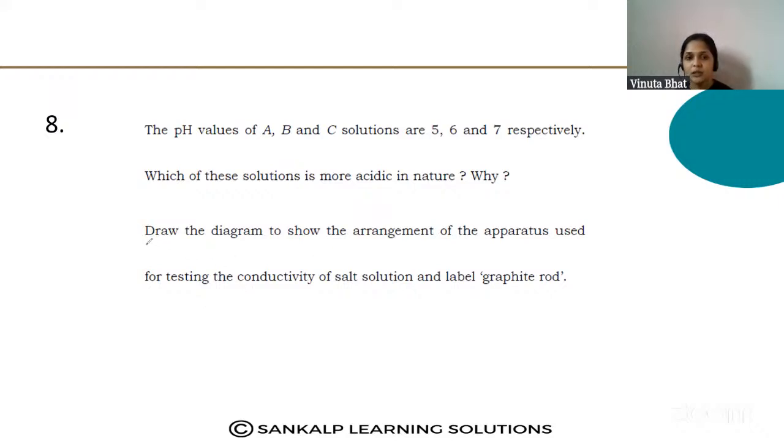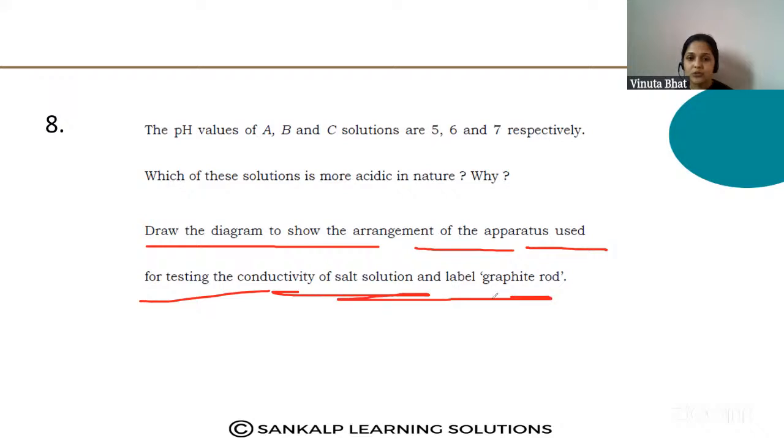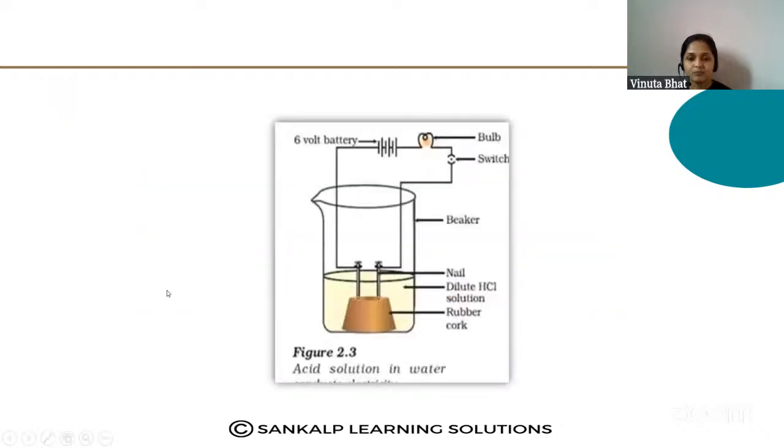Next question. Draw the diagram showing the arrangement of apparatus used for testing the conductivity of salt solution and label the graphite rod. So this is also one of the important diagrams. Yes, look at this diagram. Please practice this diagram with labelings. This diagram is used to check the conductivity of the solutions. Next question.